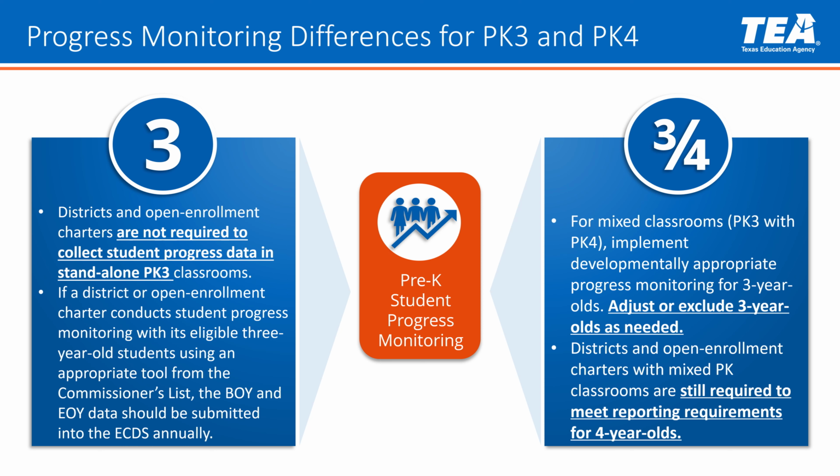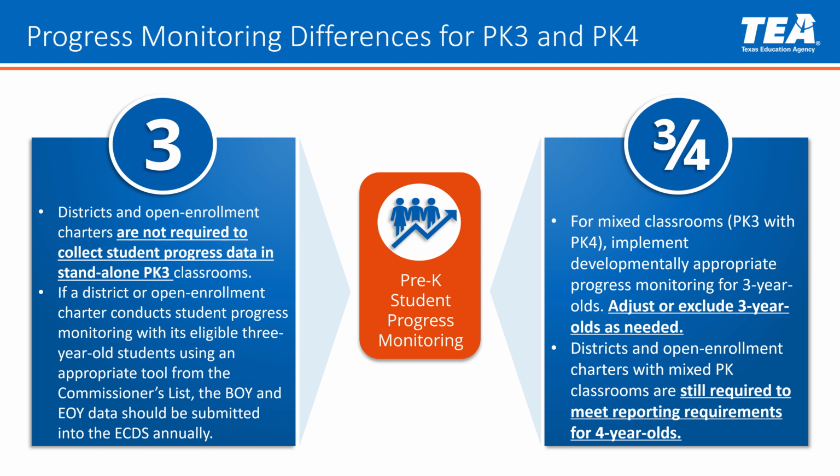Please note there are progress monitoring differences for those that are 3-year-olds and 4-year-olds. Districts and open enrollment charters are not required to collect student progress data in standalone pre-kindergarten 3-year-old classrooms. If a district or open enrollment charter conducts student progress monitoring with its eligible 3-year-old students using an appropriate tool from the Commissioner's list, the beginning of year and end of year data should be submitted into the ECDS annually.